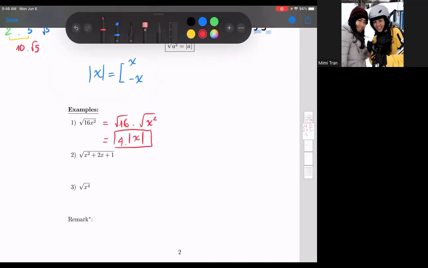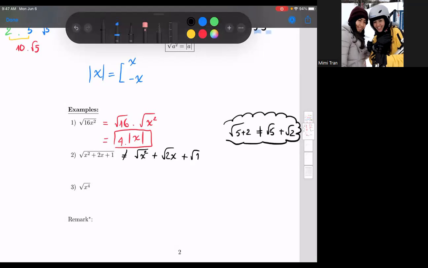What about number 2? Now, I hope nobody is doing this. Maybe you want to write this down. It is not true, right? If you don't believe me, you take square root of 5 plus 2. It is not equal to square root of 5 plus square root of 2. You can use a calculator to verify that. So it's wrong.